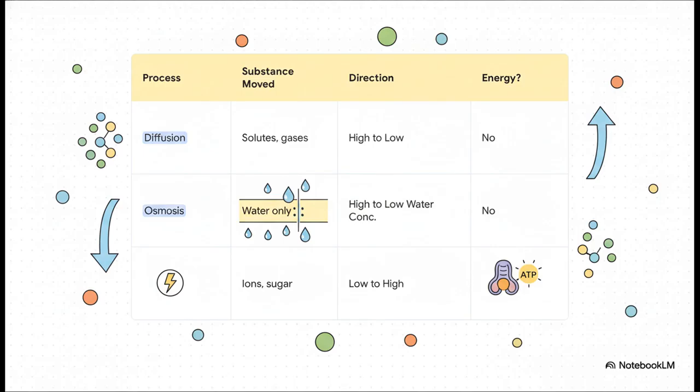Look at the direction and energy columns. You can see diffusion and osmosis both move stuff from high to low concentration, and neither needs any energy. They're passive, they just happen. But active transport, it's the total opposite. It moves substances from low to high against the gradient, and it absolutely requires energy. And then look at what's actually being moved. Diffusion is for solutes and gases, but osmosis, it's a special pass for water only. If you can memorize this table, you'll have these processes completely locked down.